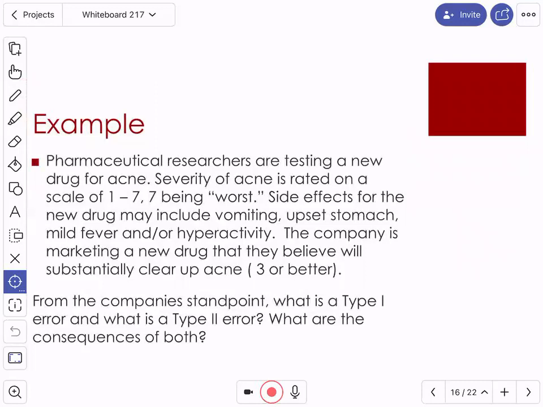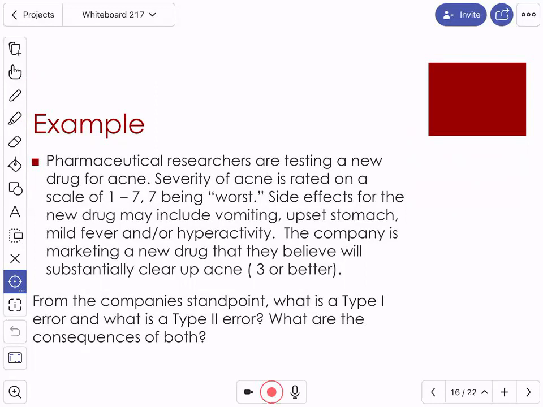Let's look at an example. Pharmaceutical researchers are testing a new drug for acne. Severity of acne is rated on a scale of 1 to 7, with 7 being the worst. Side effects of the new drug may include vomiting, upset stomach, mild fever, or hyperactivity. The company is marketing a new drug that they believe will substantially clear up acne, being a 3 or better.